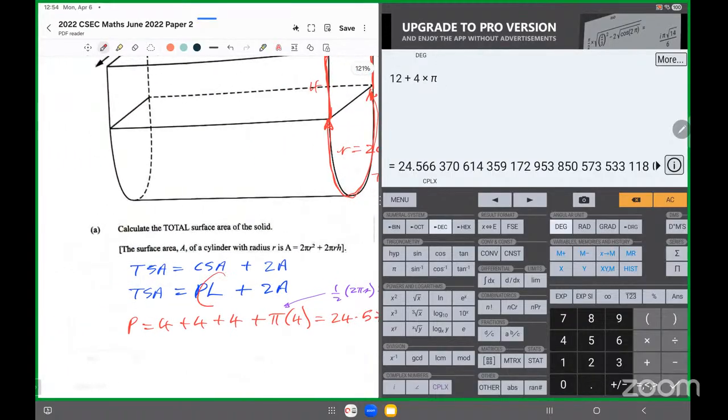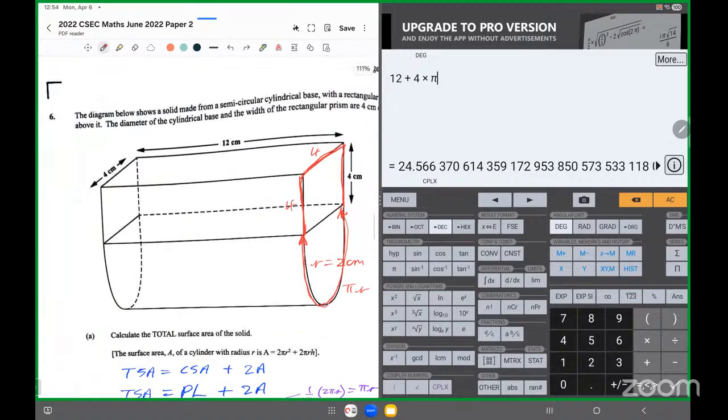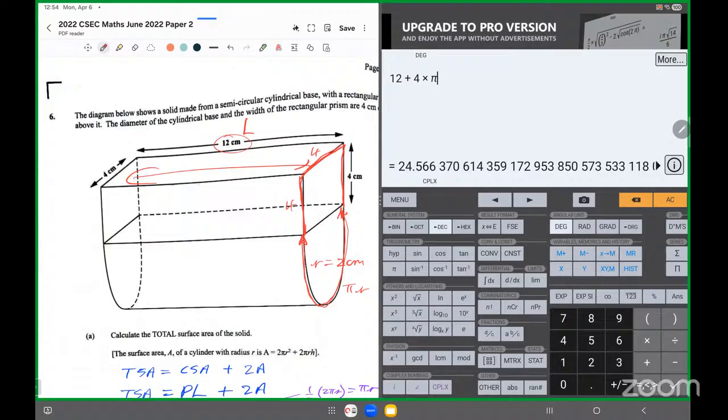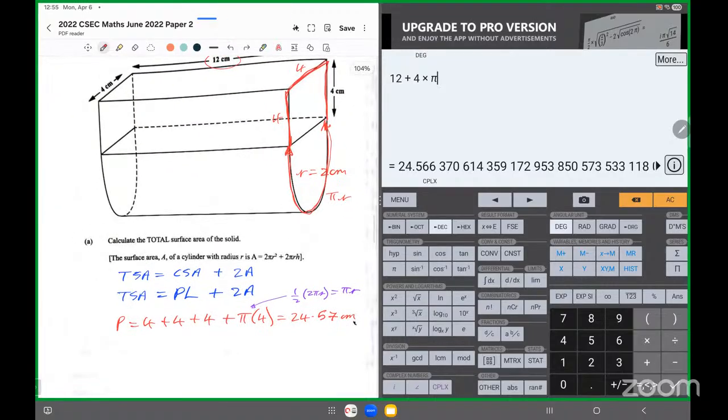Then the L is the distance between the two ends. That's this length here, so this is your L. The distance between the two ends is the length of the prism. That's the L. So the L is 12 centimeters.